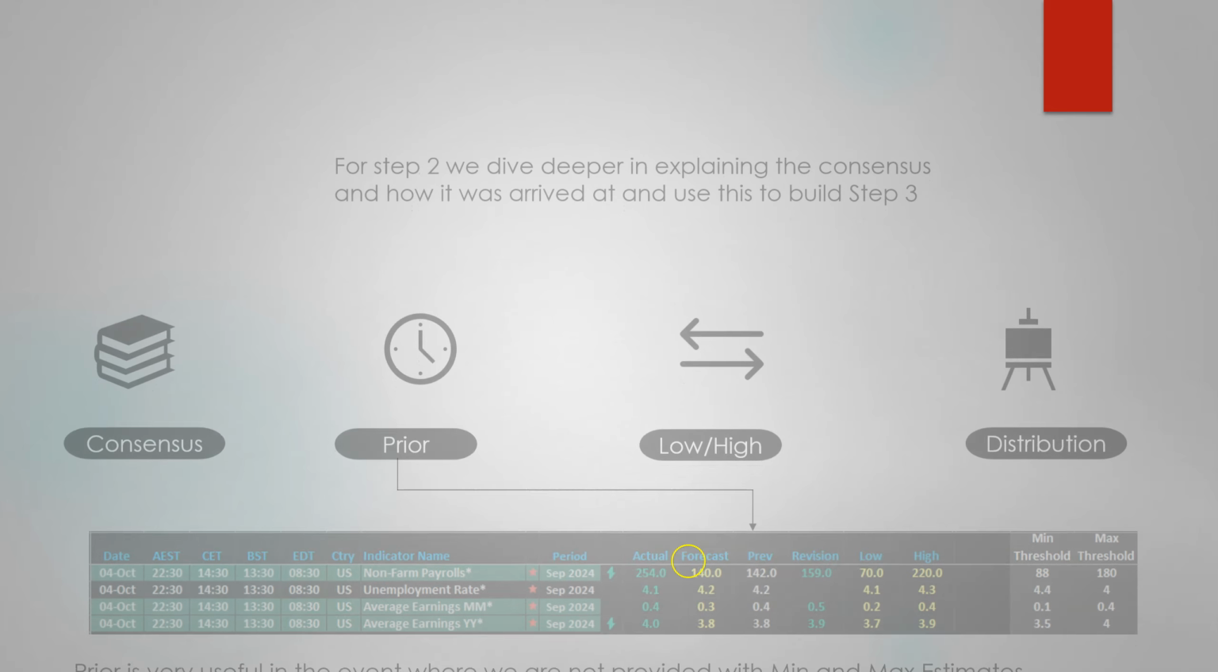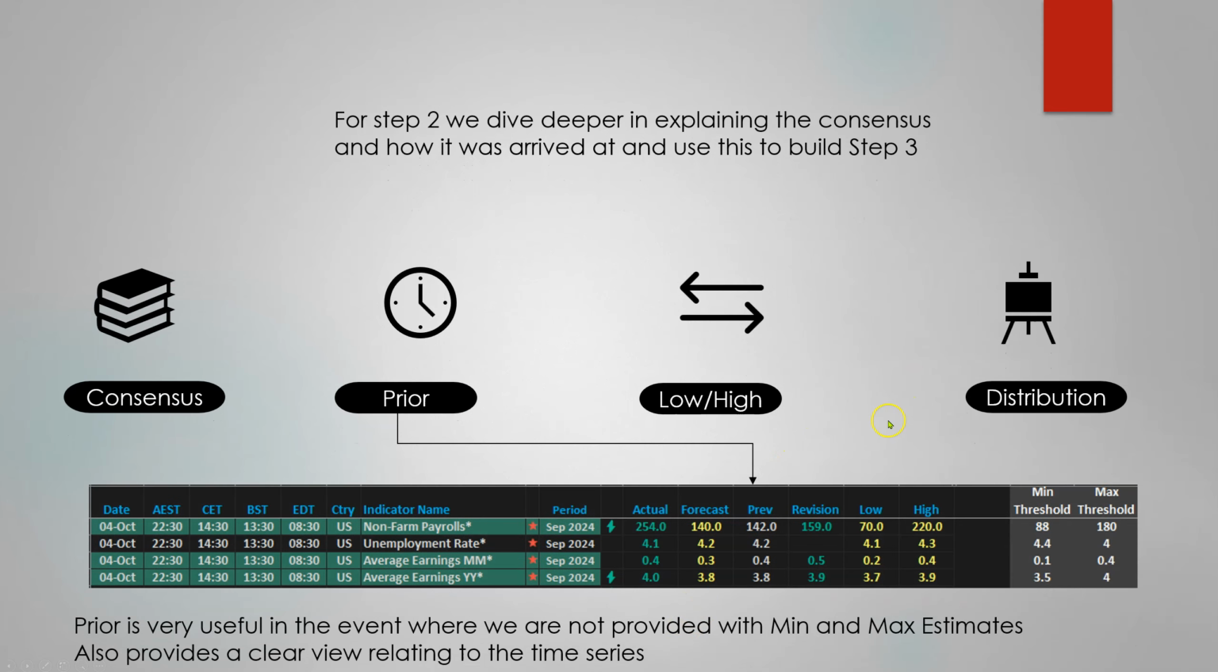So after focusing on the forecast, the next thing you want to do is focus on the prior data. And I actually put a side note on this one. I said the prior is very useful in an event where we're not provided with the minimum and maximum estimates, because there are some times where Refinitiv doesn't give us a forecast. We only have the prior to deal with. It's also important because it creates a clear view relating to the time series. You would understand what I mean by time series when I go in deeper as well. But that's why you need to know that the prior is also very important.